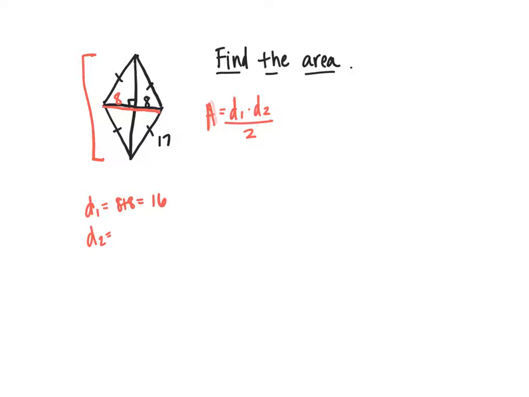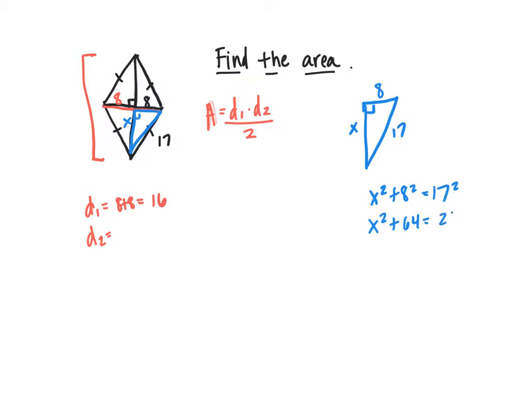I'm going to focus on a right triangle here, particularly the one with the 17. So if I pull that triangle aside, if I can figure out this length where I'm putting the x, I can just double it to represent the full diagonal. So I'm going to do Pythagorean theorem. So x squared plus 64 equals 289. If we subtract 64, that gives me 225. And square root of 225 is 15.